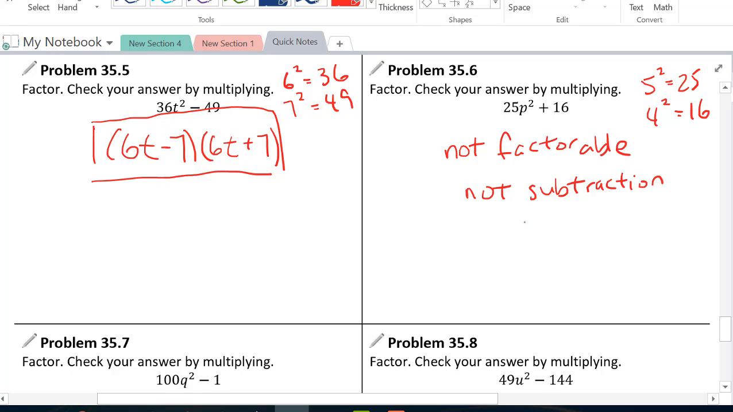Okay, remember, one of the conditions, the third condition, is that it must be subtraction, and this one is not. It is addition, so it's not factorable. But it satisfies the first condition: 25 and 16 are perfect squares. You have even power, so the first two conditions are good. Just the last one, being subtraction, is not good. So this one's not factorable. Okay, let's look at another one.